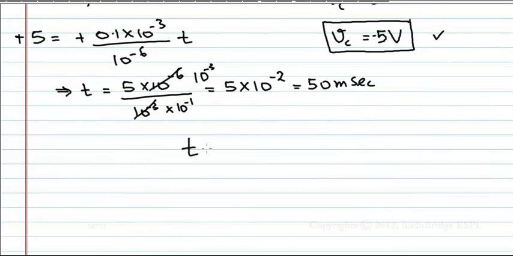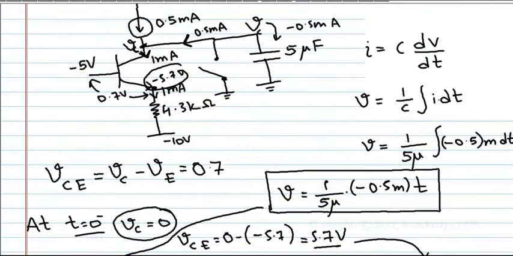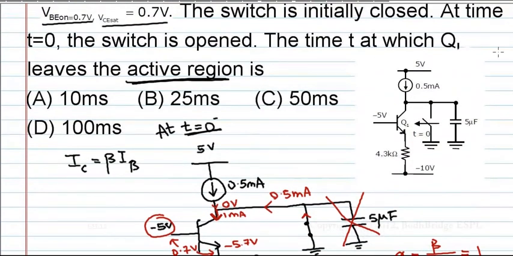At t equal to 50 millisecond, what is happening? The transistor is going into saturation. Up till then it was in active region. Now at t equal to 50 millisecond, it has left the active region and gone to saturation region, right? Therefore 50 millisecond, C is the correct option.